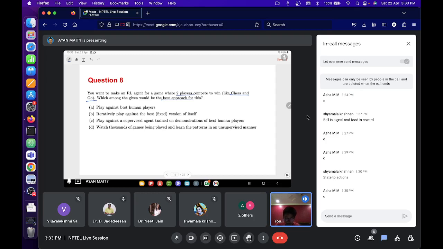Option A is play against the best human player. So you make the RL agent play against the best human player to learn the best policy or best strategy to win the game. Option B is iteratively play against the best version of itself. And option C is play against a supervised agent trained on demonstrations of the best players. Option D is watch thousands of games being played and learn the patterns in an unsupervised manner. So these are the four possible approaches, and which would be the best approach to train an RL agent in a two-player game.